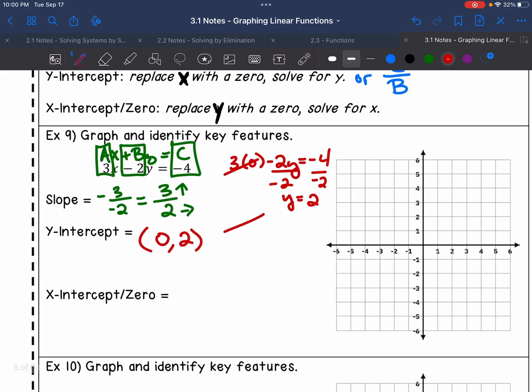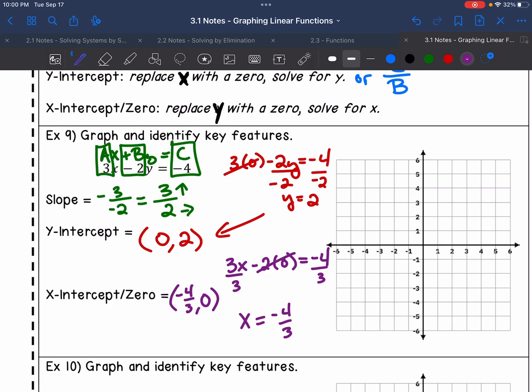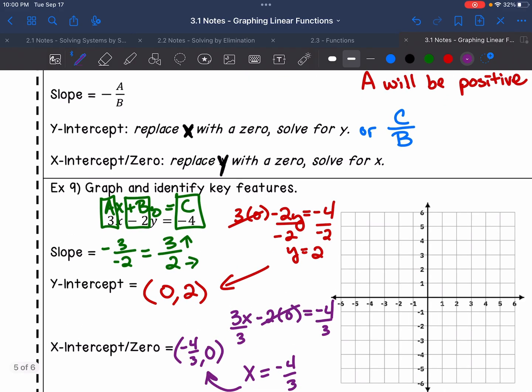Okay, so for our x-intercept, we replace the y with a 0, and then we solve for x. So negative 2 times 0 is 0, that's gone. Then I need to divide both sides by 3, and I get x equals negative 4/3. Okay, so my x-intercept is negative 4/3, 0. All right, so to find the x-intercept, we did c divided by a. All right, so that's some shortcuts that we can remember for our next time.